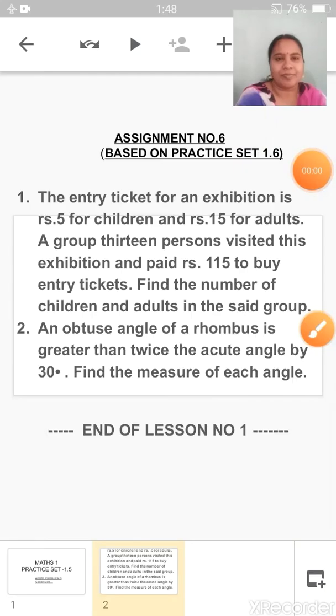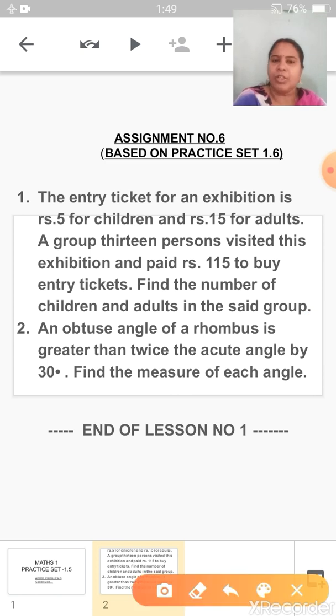Now we come to the last part of the session, that is assignment sums. Now this is assignment number 6, which is based on the practice set 1.6. The first question, let me discuss with you how it is to be framed so that you can solve it correctly. The entry ticket for an exhibition is rupees 5 for children and rupees 15 for adults. A group of 13 persons visited this exhibition and paid rupees 115 to buy entry tickets. Find the number of children and adults in the said group.